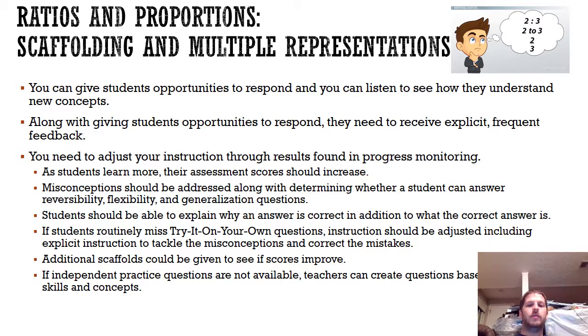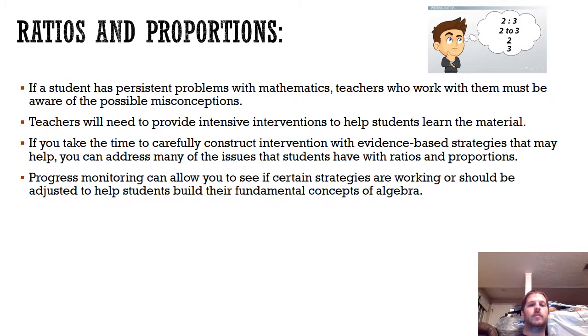If independent practice questions are not available, teachers can create questions based on current skills and concepts. If a student has persistent problems with mathematics, teachers who work with them must be aware of the possible misconceptions. Teachers will need to provide intensive interventions to help students learn the material.